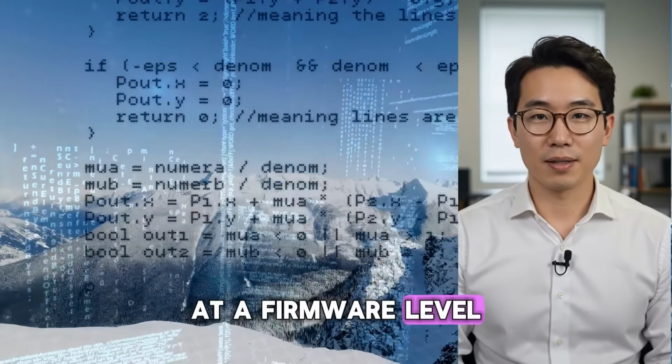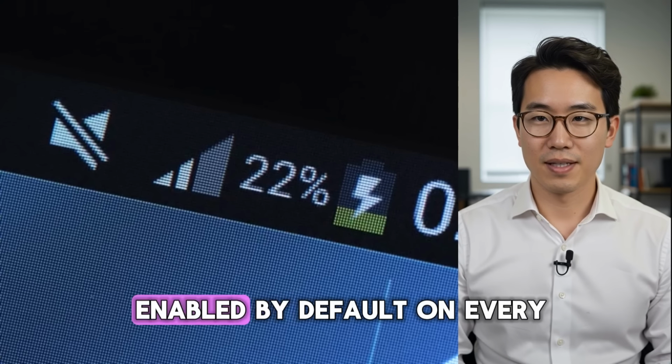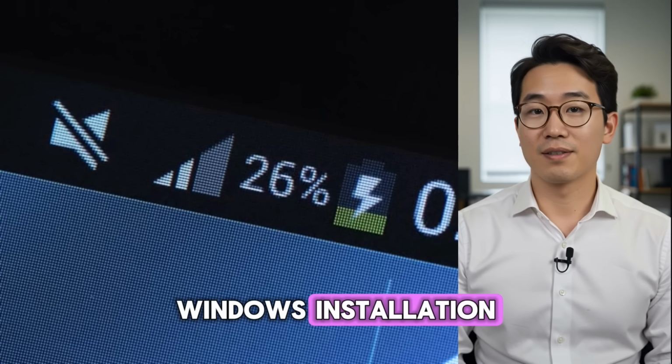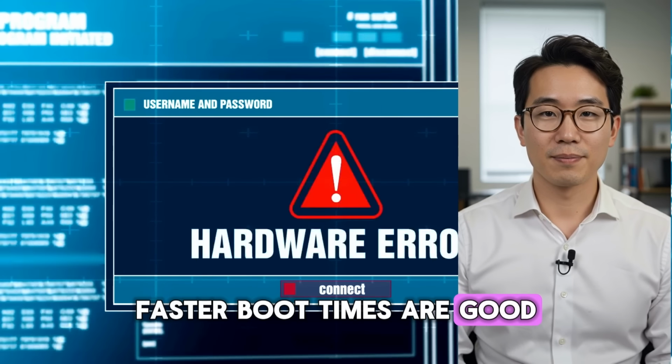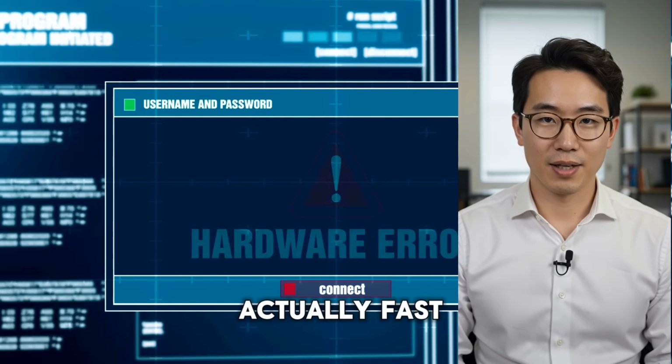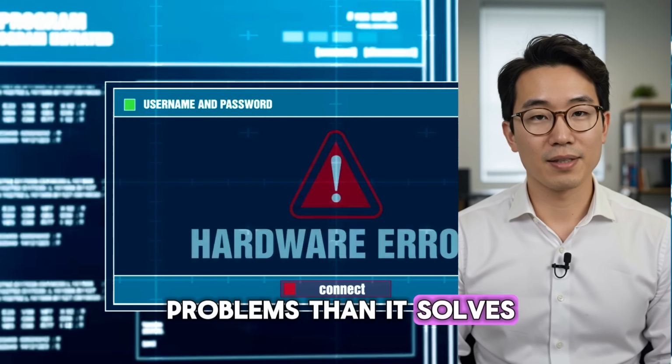Hardware setting number 2 is fast startup in Windows, and this one is enabled by default on every Windows installation. Fast startup sounds beneficial, right? Faster boot times are good. Except fast startup isn't actually fast, and it causes more problems than it solves.